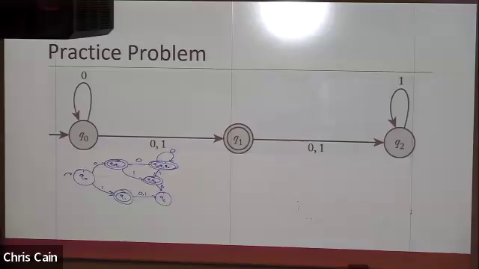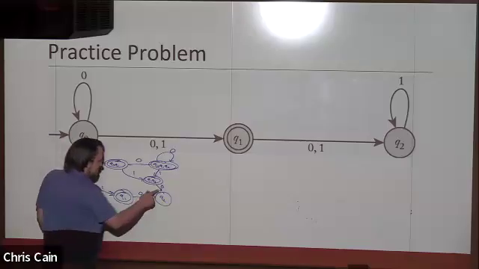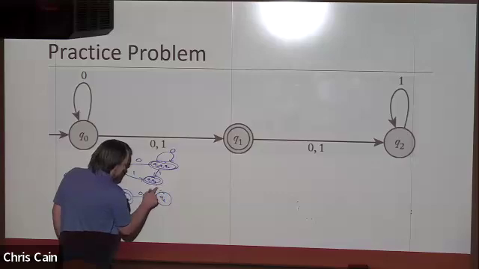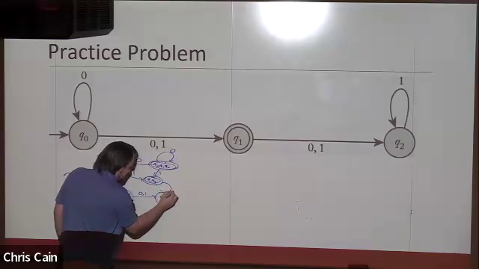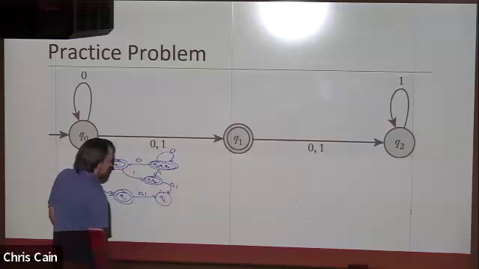How about Q1, Q2 on a 1? Q1 goes to Q2 on a 1, and Q2 goes to Q2. Yeah, everything goes to or stays in Q2. I'm going to draw this edge a little differently so I can actually write a readable 0 and 1 on it.